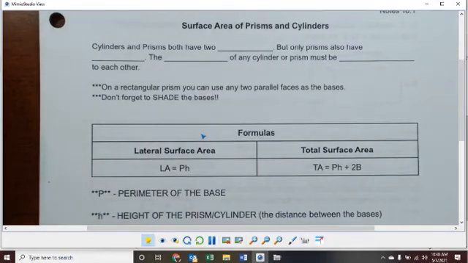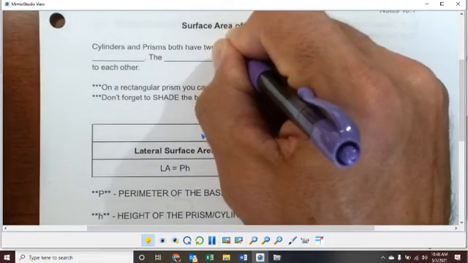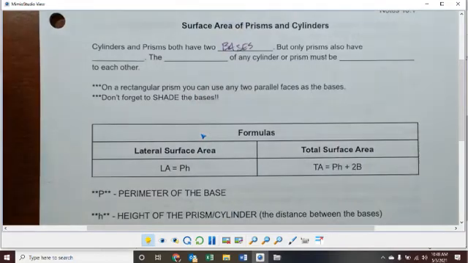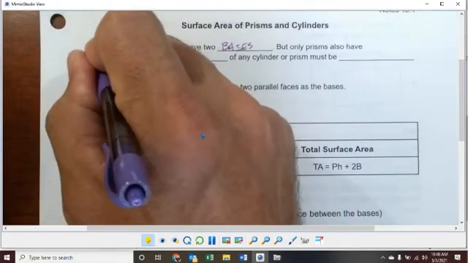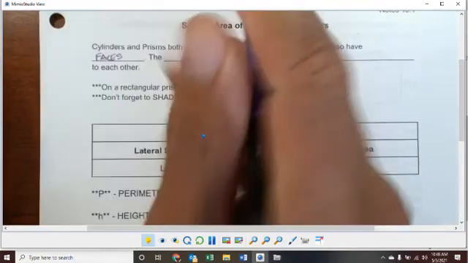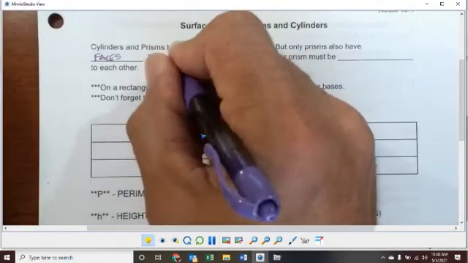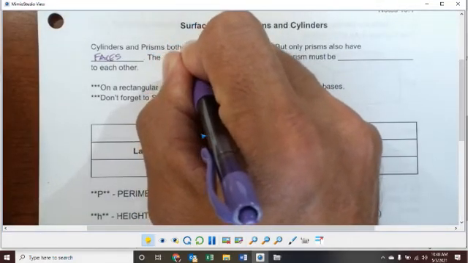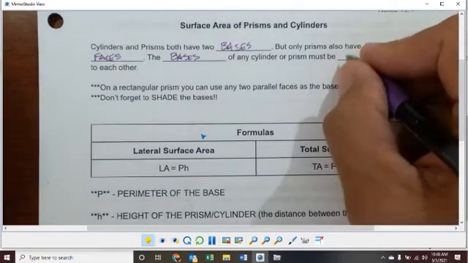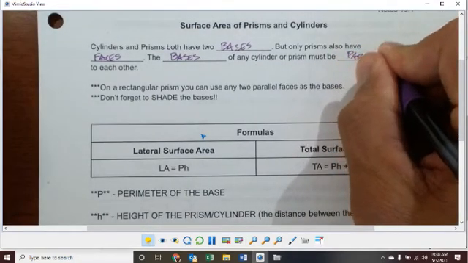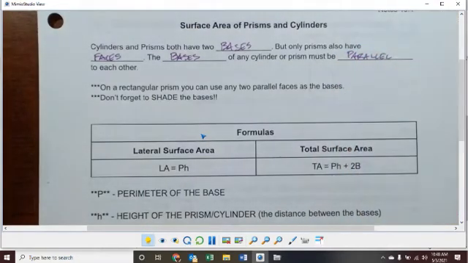We're going to talk about surface area of prisms, cylinders, and then pyramids and cones. All right, to start with, cylinders and prisms. Cylinders and prisms both have two bases, but only prisms have faces. So the sides are faces. The bases of any cylinder or prism must be parallel. All right, so cylinder and prism.